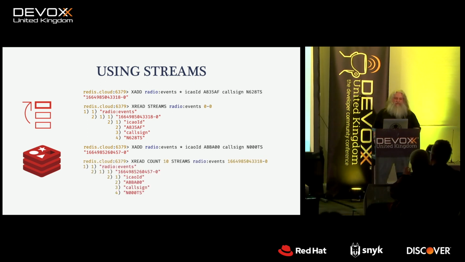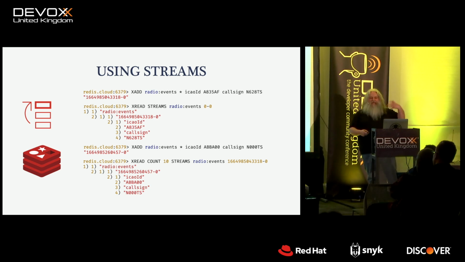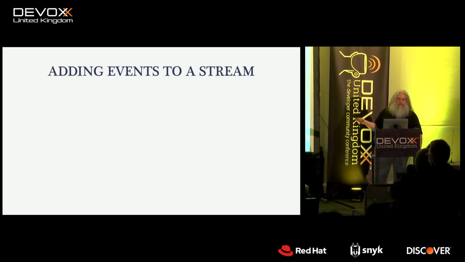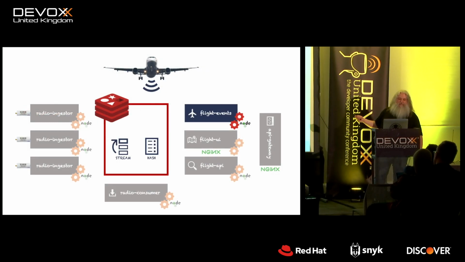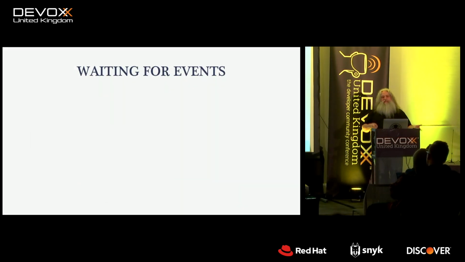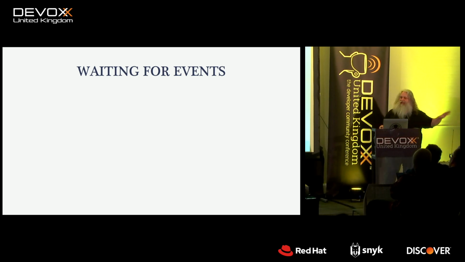You can also say, give me all the things after a specific time. You can give a count and limit it so it doesn't give you a million events. It just gives you 10, and so you can read it in batches. And here's the code in JavaScript to do that. The events are the other end of the stream. So this is adding things to the stream and taking a quick look at it.